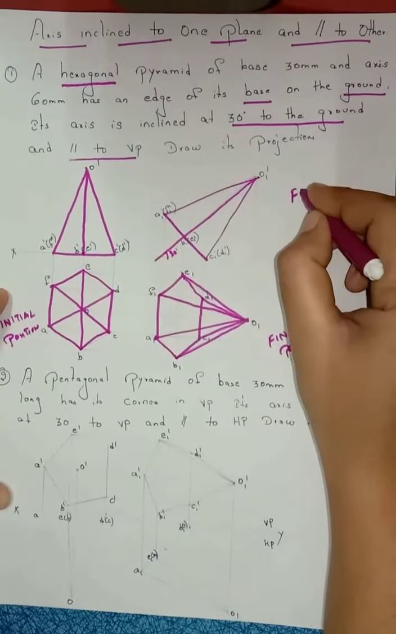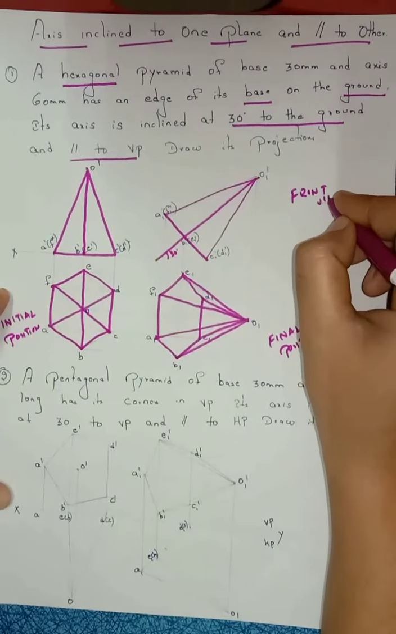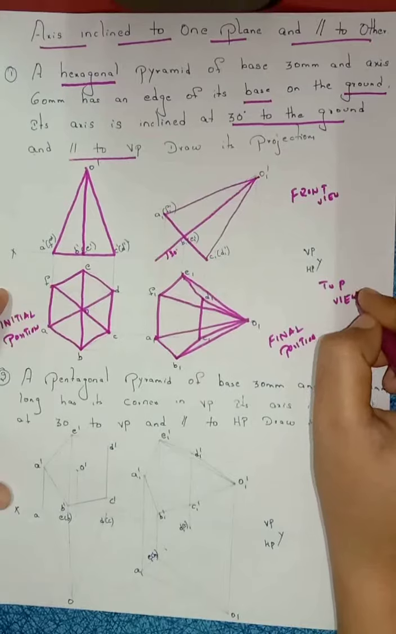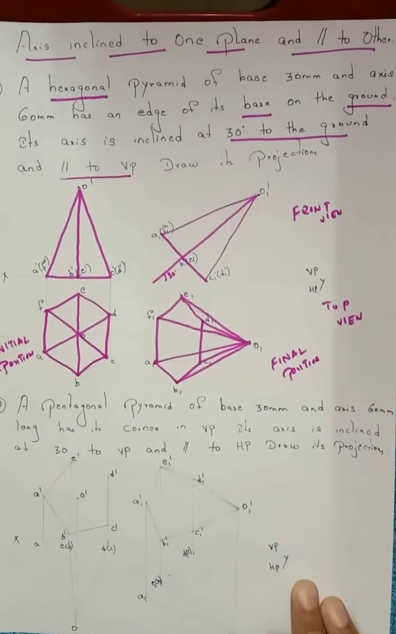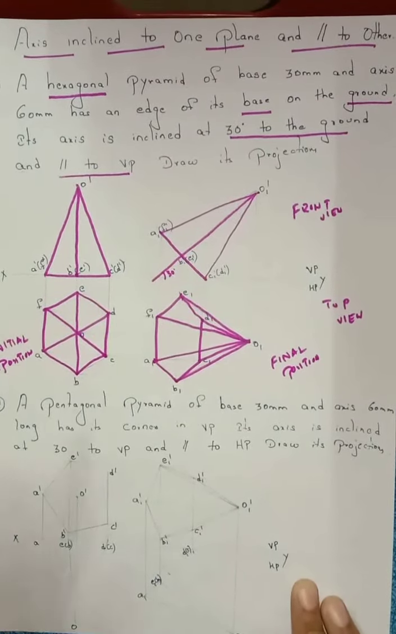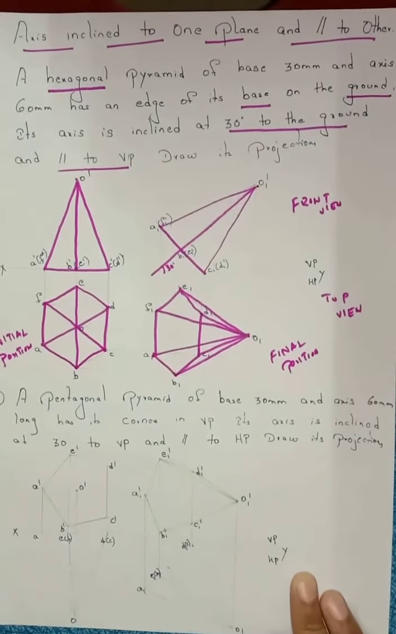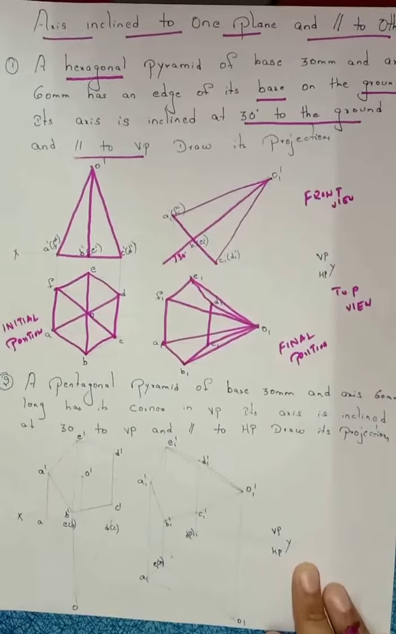This is your front view and this will be your top view. After construction, please mark the dimensions properly. This is 30, this is 60, angle is 30. Right, we will see the next problem.